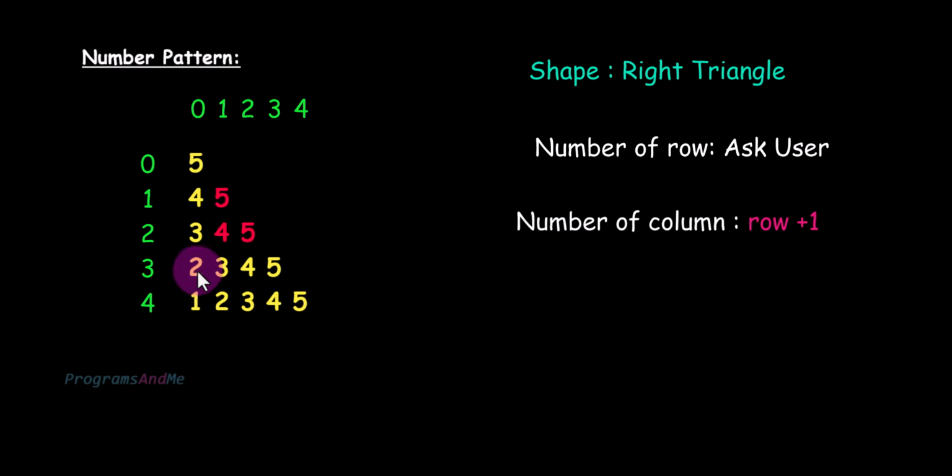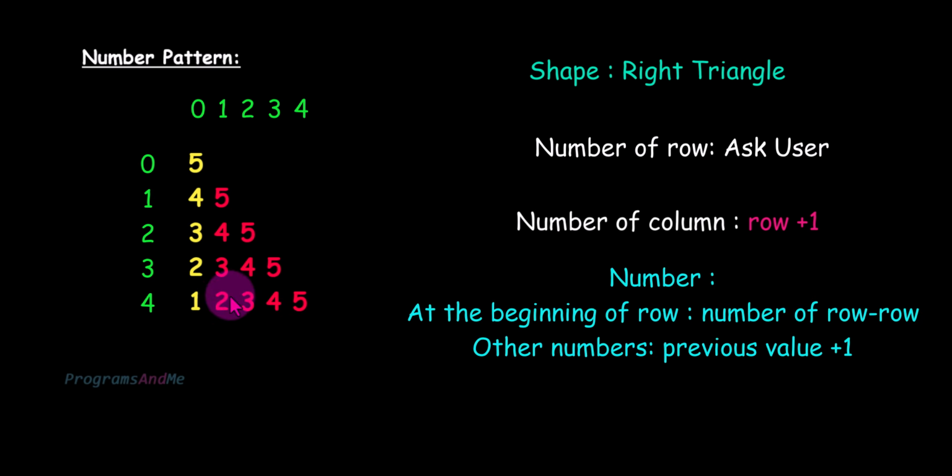Here also, 2, 3, 4, 5. 2 plus 1 is 3, 3 plus 1 is 4, 4 plus 1 is 5. And in the last row also, 1, 2, 3, 4, 5. 1 plus 1 is 2, 2 plus 1 is 3, 3 plus 1 is 4, 4 plus 1 is 5. So here we can get these numbers by adding 1 to the previous number. But what about this number?